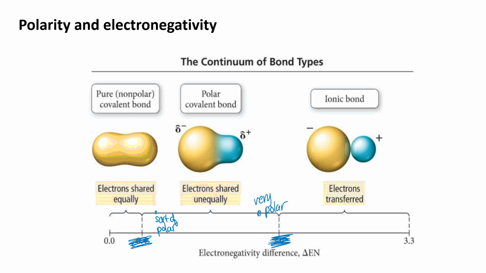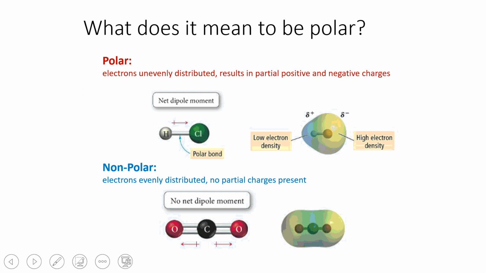We probably think of bonds as either being ionic or covalent and having that be very black and white. But it turns out a bond can either be very ionic in nature, or it can be less ionic in nature. So it's a continuum. That's the thing that's important to be aware of. And to be polar, what that means is that because of that difference in electronegativity, the electron cloud is unevenly distributed, and that results in a negative side of your bond and a positive side of your bond. So that gives you the two poles, the positive and negative poles. That's just why we call it polar. And in nonpolar, there's an even distribution of electrons, so there's no partial charges.